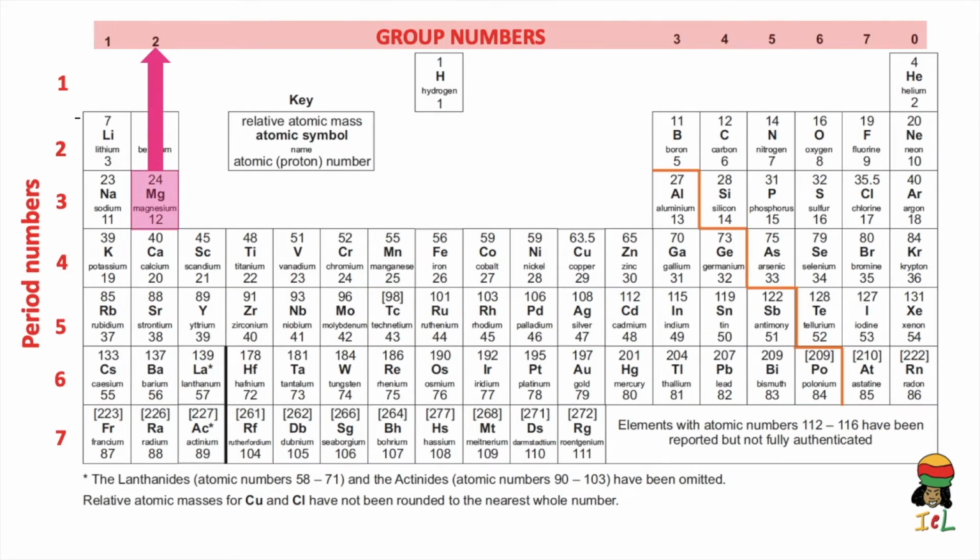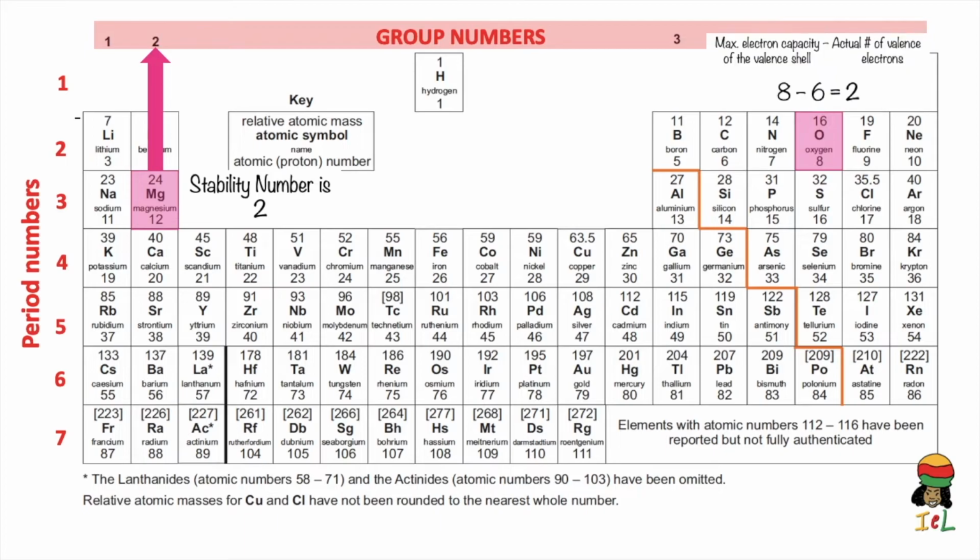Magnesium, symbol Mg, is located in group 2. Therefore, magnesium has 2 electrons on the last shell, which it loses to become stable. Consequently, the stability number of magnesium is 2. Oxygen, symbol O, is located in group 6. So oxygen has 6 electrons on the last shell. When subtracted from the maximum capacity of 8 electrons on that last or second shell, the result is 2. Hence, oxygen needs 2 electrons to become stable. As a result, the stability number of oxygen is 2.